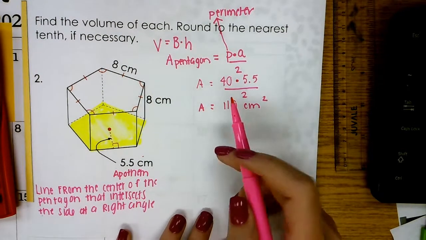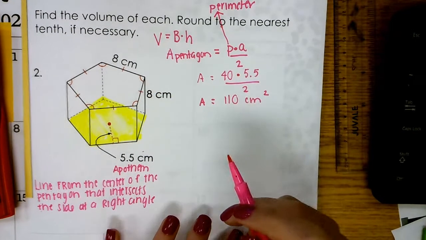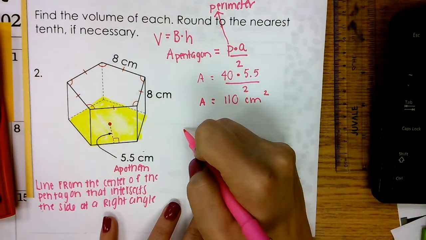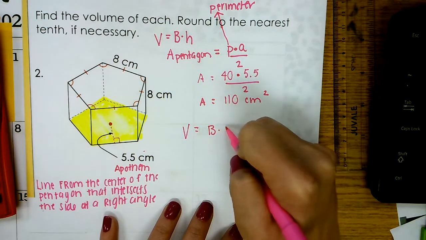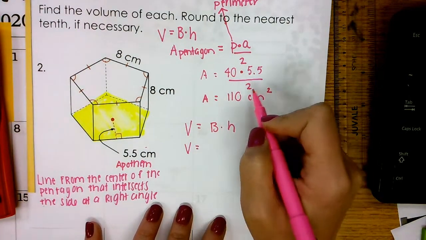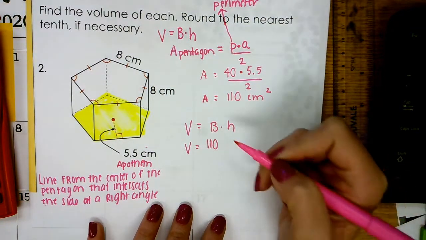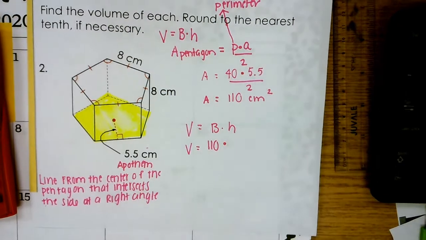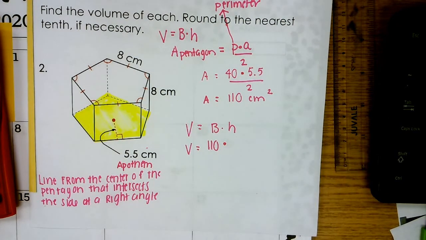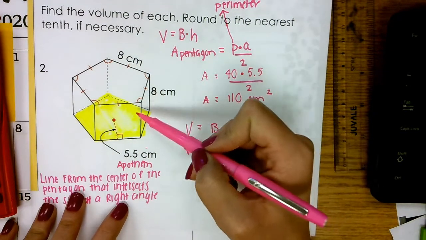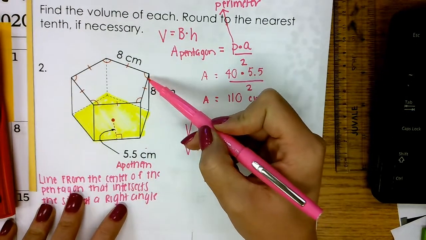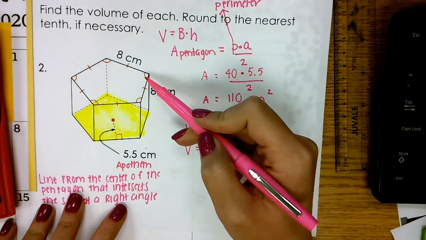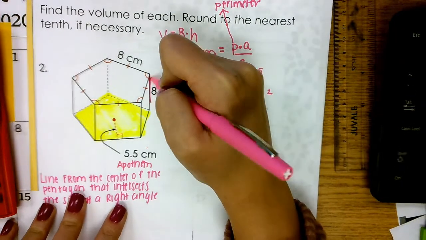Now that we have that area, we can take it and substitute it into our volume formula. So, volume is equal to the area of the base times the height. Well, we know now that the area of the base is 110 centimeters squared, so we're going to take that 110 and put it in for the capital B, times the height. We need to figure out what is the height of this prism here. So when we look at our picture, we can see that, hey, these sides here are squares. If one side is 8, the other side is 8. So our height here is 8.